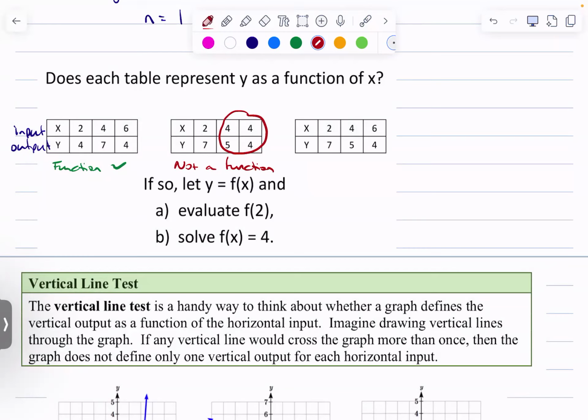Right? 2 is okay. 2 goes to 7. That's okay. Right? But it's this input of 4 that gives us trouble.